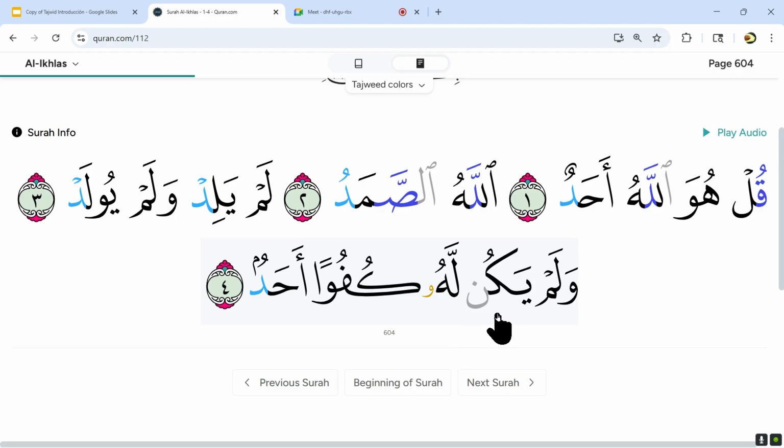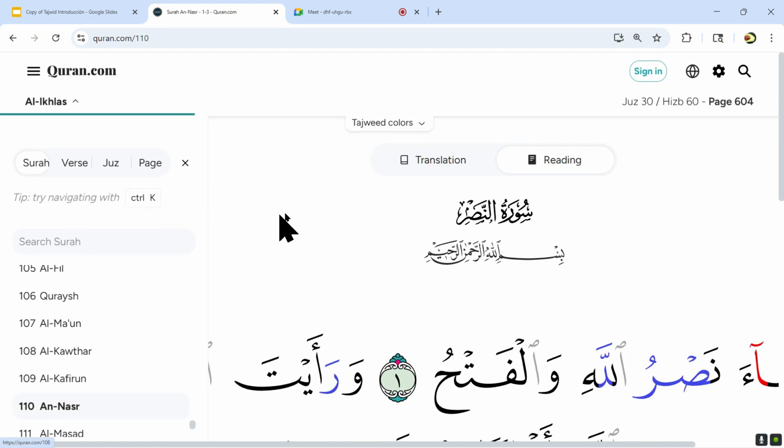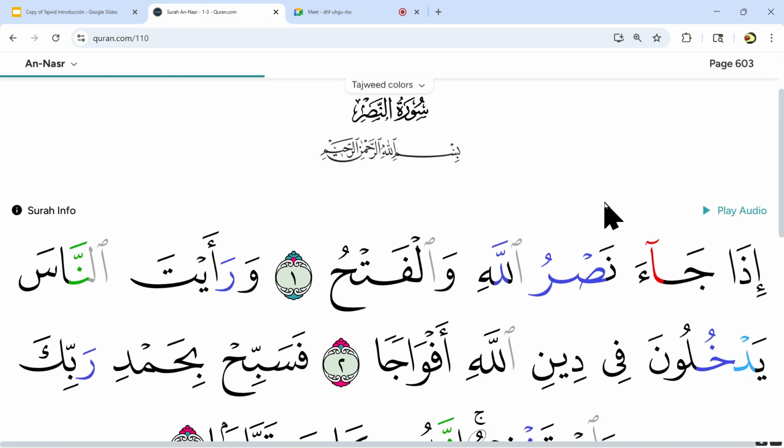So a lot of people who learn how to read, they go, man, I see that noon right there, what's up? Why aren't we saying the noon? It's because there's a lam and now we're applying idgham. Nice, man. Clear on this one? Yes. Nice. Let's go, we're just working backwards. Let's see what Nasr has.